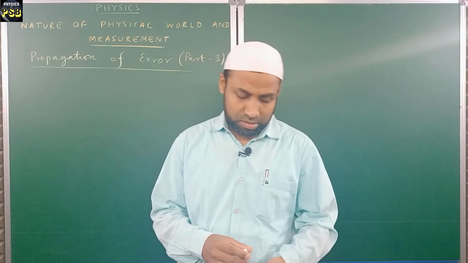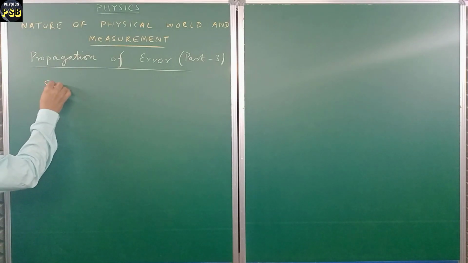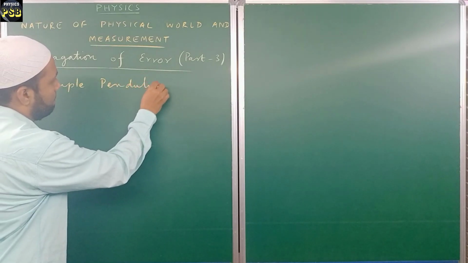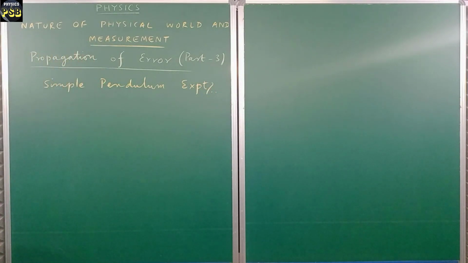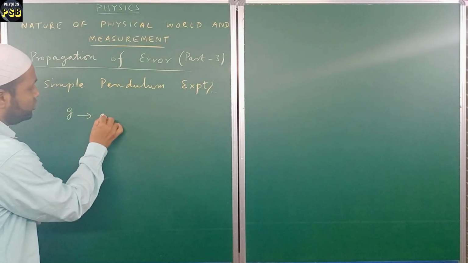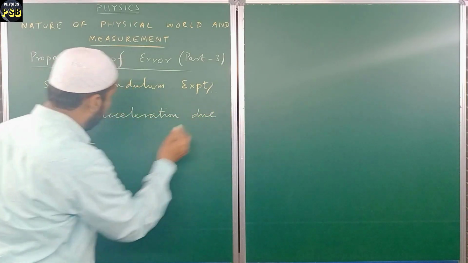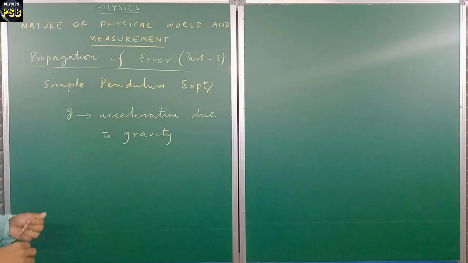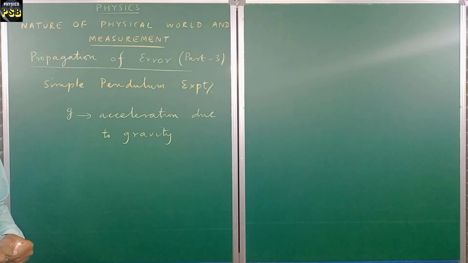Now suppose I perform a simple pendulum experiment to measure the value of g. What is g here? g is nothing but acceleration due to gravity. So with the help of a simple pendulum, one can easily find out the acceleration due to gravity at a particular point on the earth.